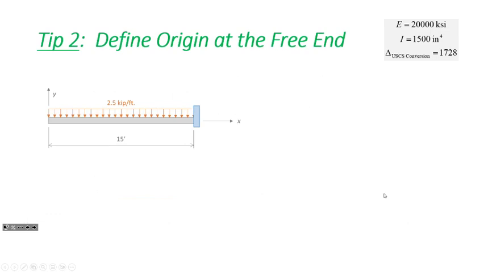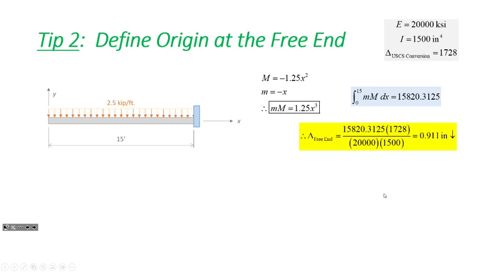Now I propose that defining the origin at the free end is what's going to help. And let me show you why. Okay? So this is what we did in class. We got the real moment function and the virtual moment function, and little m times big M was 1.25 x to the third. Then we integrated that from 0 to 15, and the raw integral was like 15,820 point something. And then we said, okay, so the deflection is that over EI times 1728, and we got this. I think that's what we got, right?